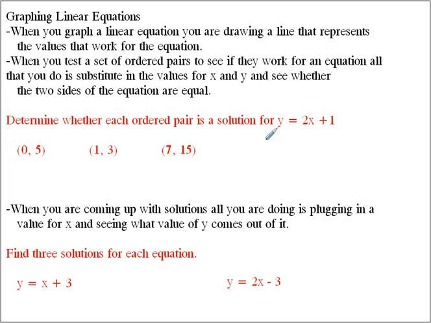So just as an example, if you have this problem here: determine whether each ordered pair is a solution of y is equal to 2x plus 1. All you're going to do is plug in and see if it's true. Well, x is 0, and y is 5, so it's going to be 5. Is that equal to 2 times 0 plus 1? Then we do the same thing over here. This y is going to be 3, is equal to 2 times 1 plus 1.